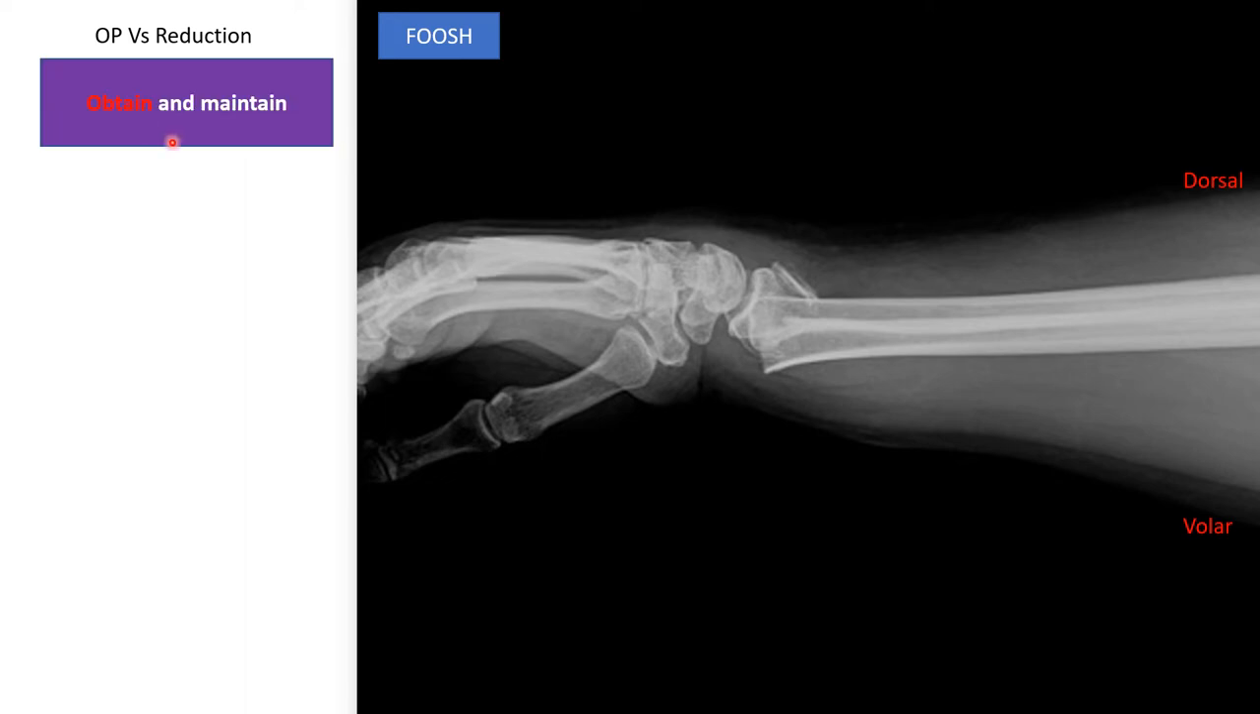So we think: obtain, maintain. Does it look all right now? Well, no, we should probably try to put it back. This looks like a young bone. It's probably a young patient. We should reduce this.